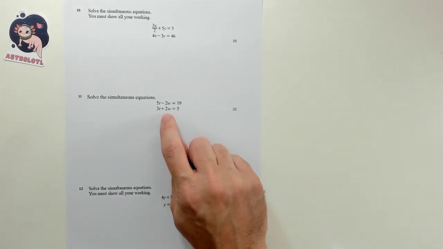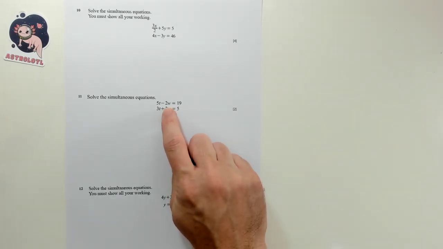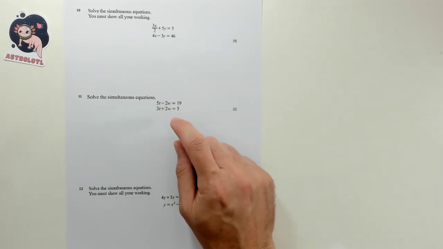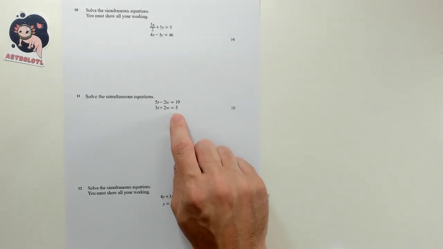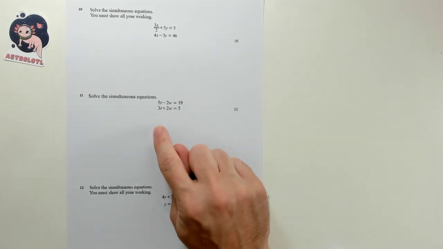And you can see this one for 2 marks. I'm not even going to do it because you can see this is just the minus 2w and the plus 2w. They're just going to cancel out. And you're going to have 8t is equal to 24 and t is 2. So this is a really quick one.